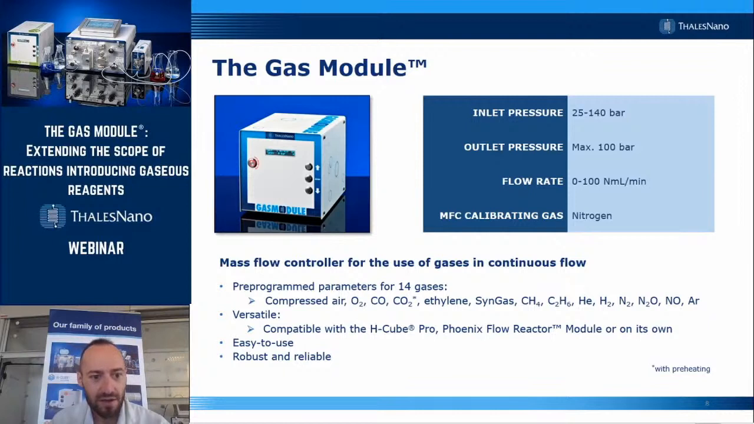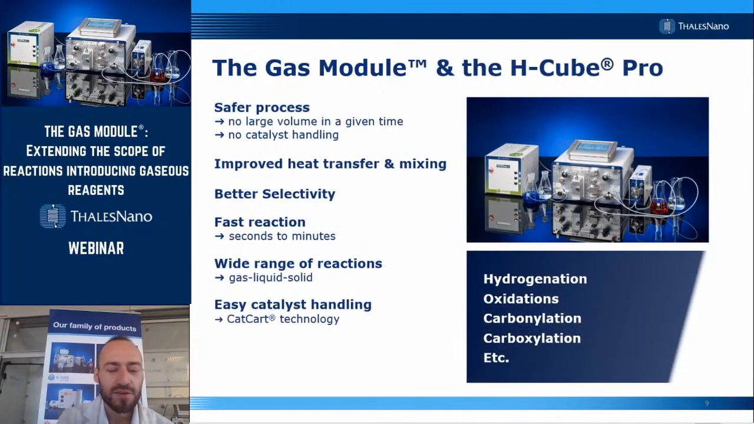It is versatile as it is compatible not only with the HQ Pro but the Phoenix flow reactor, or on its own, I mean with any other flow system. It is easy to use, robust, and reliable. Now the gas module works seamlessly with the HQ Pro, allowing the 14 gases to be used at up to 100 bars, with the same touch screen device you would use with the HQ Pro alone.